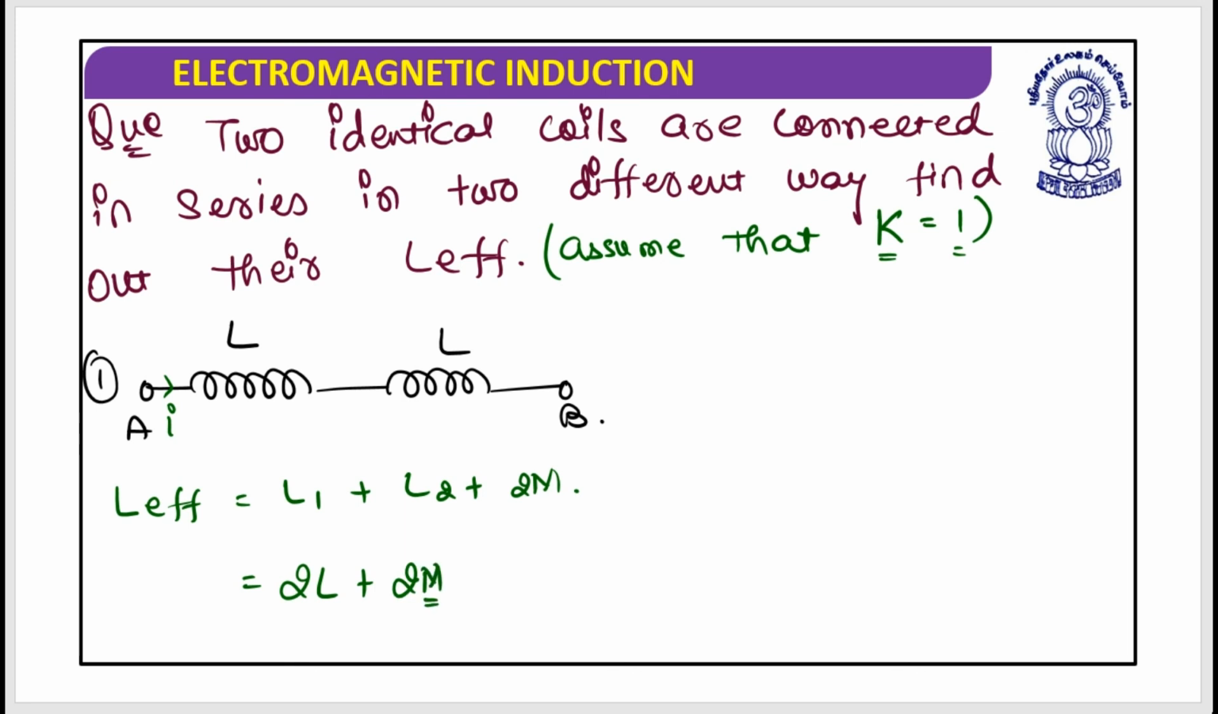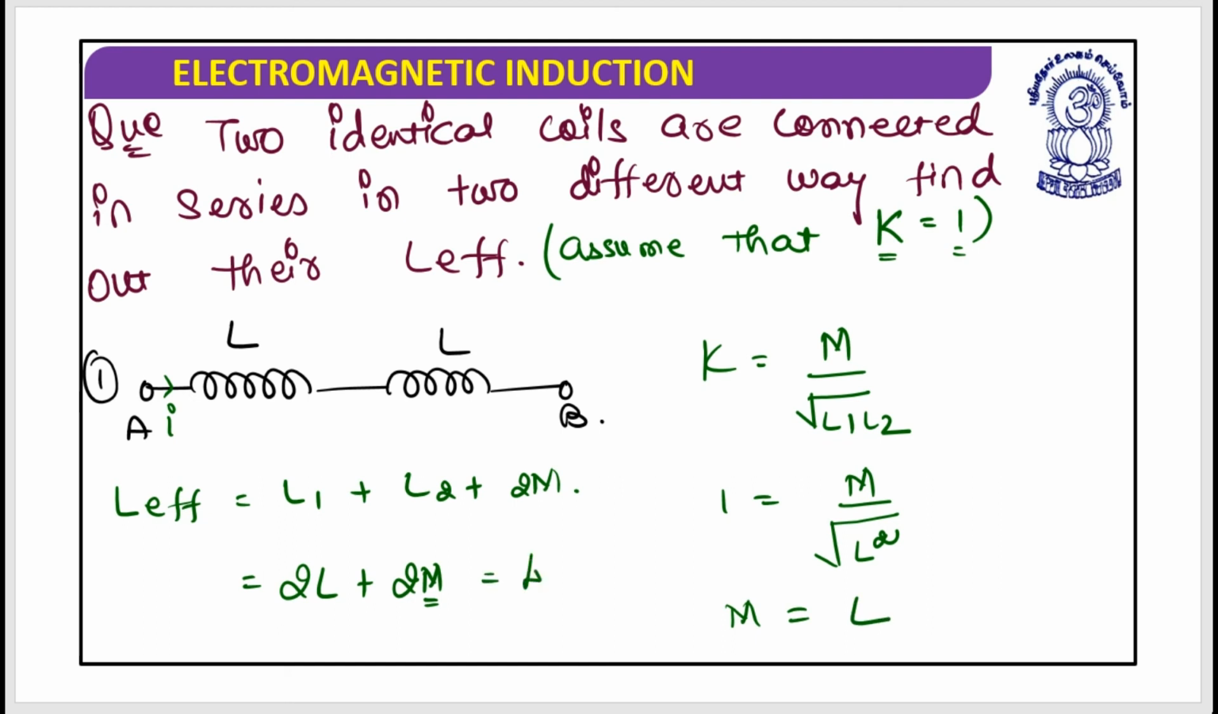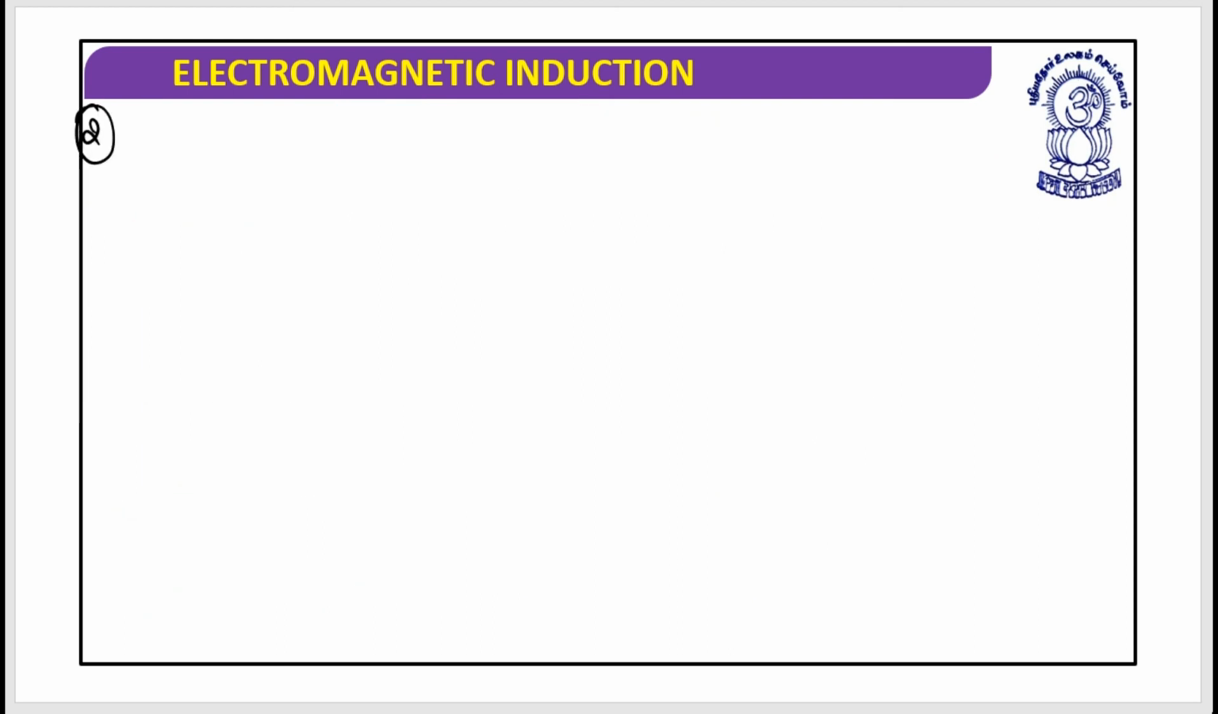To replace M, I have the relation K equals M divided by root of L1 L2. When K is equal to 1, M is divided by root of L squared, so M is equal to L. This is 2L plus 2L, which is 4L. So L effective is equal to 4L. I hope this is clear. Is it correct? Now let's work on the second question. It is something like this.